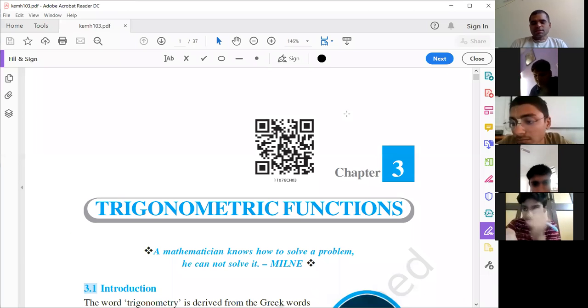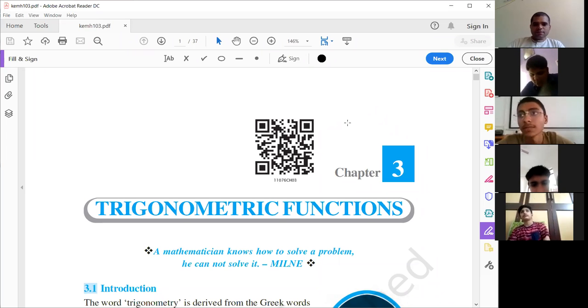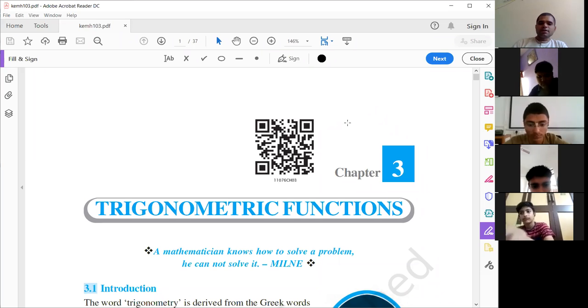You have studied sine, cos, and tan, which is perpendicular by hypotenuse. Sin theta by cos theta is equal to tan theta. So like this you have studied. Here we will study the same trigonometric terms in terms of functions. They are also dealt as functions.